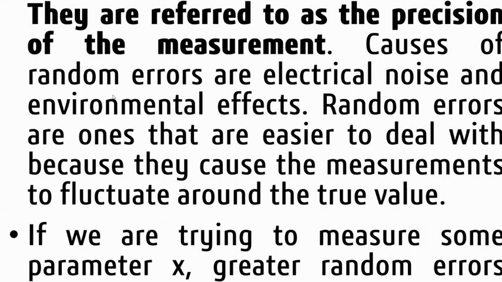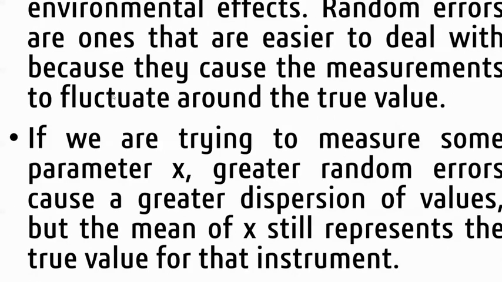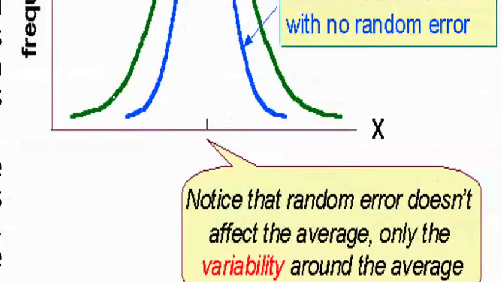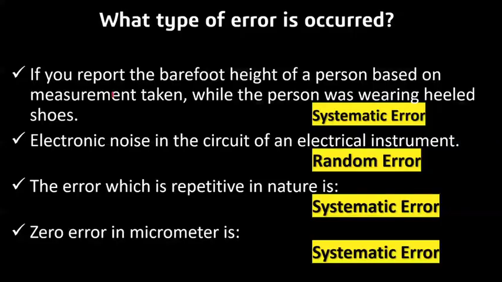Now, causes of random error, we've talked about that: electrical noise and environmental factors. Random errors are one of the easier to deal with because the measurement fluctuates around the true value. Now, if we try to measure some parameter x, the greater random error will cause greater dispersion of the values, but the mean of x still represents the true measurement.